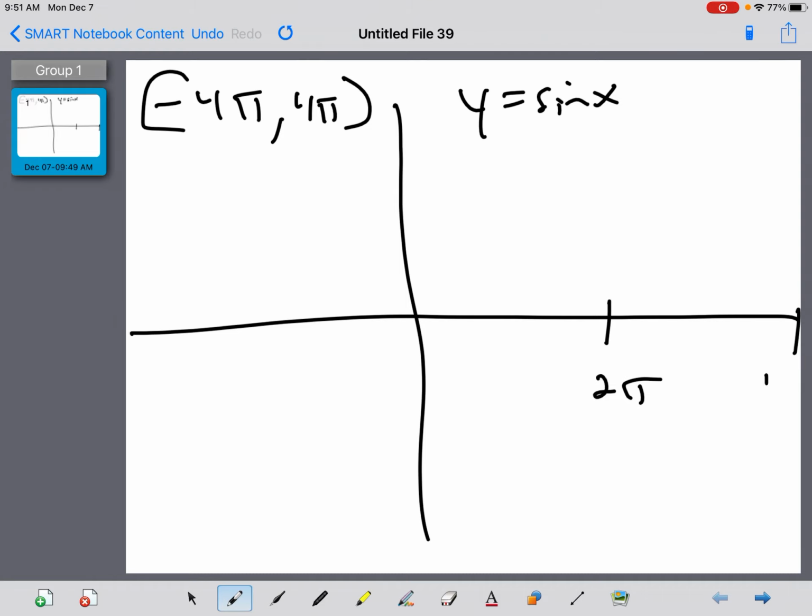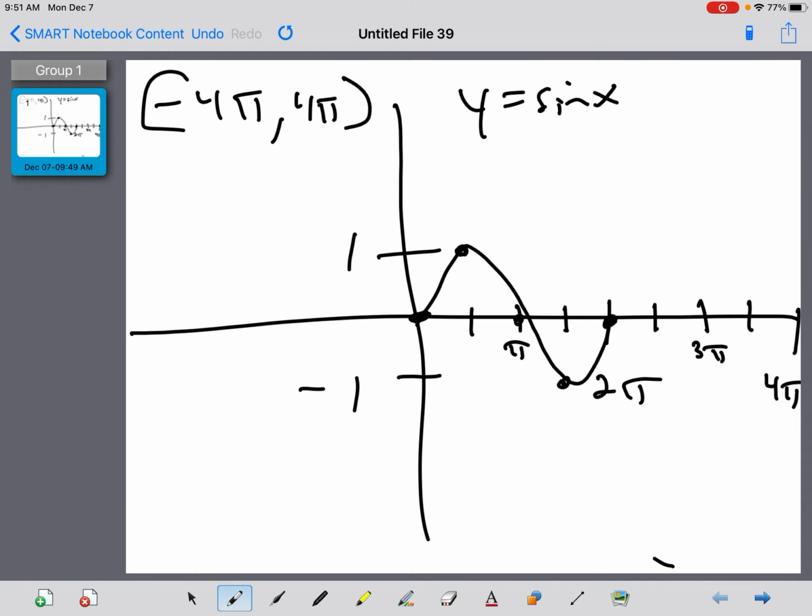Here's 2 pi, here's 4 pi. Now the range is going to be from negative 1 to 1. So here's pi, pi over 2, 3 pi over 2. There's 3 pi, so there'd be 2.5 and 3.5. So here's pi, and here's 3 pi. So at pi over 2, we're at 1. At 0, we're here, pi, 3 pi over 2. So those are the 5 key points off the unit circle. And you have one cycle.